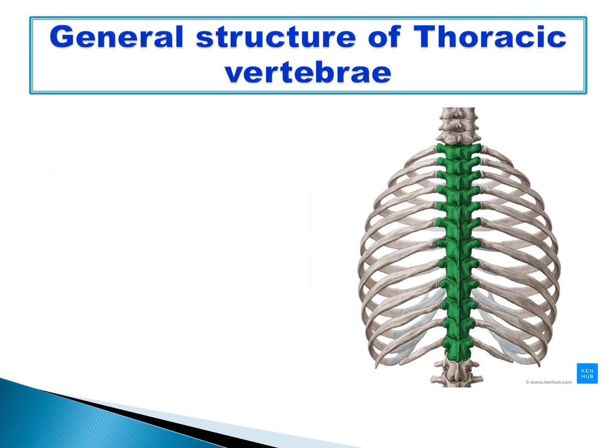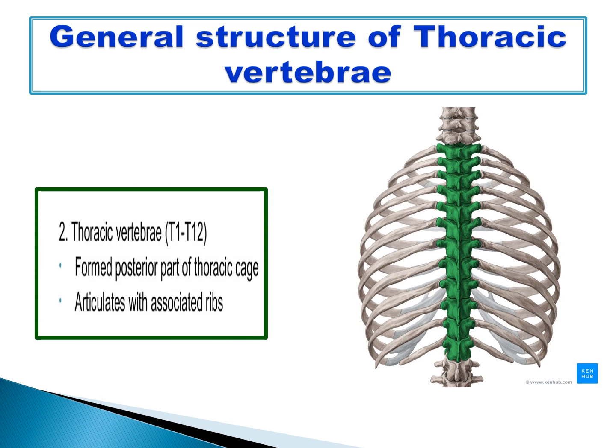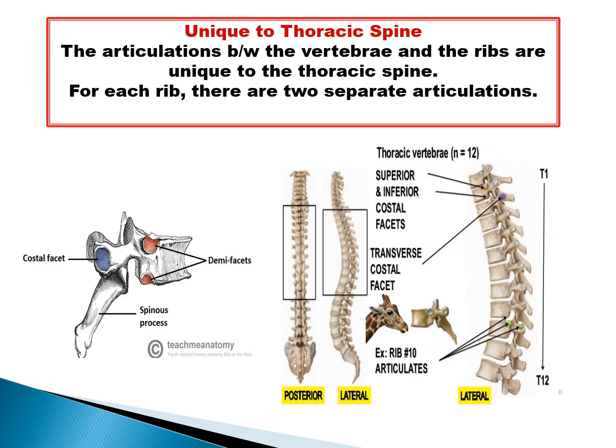General structure of a thoracic vertebra. There are 12 thoracic vertebrae, which form the posterior part of the thoracic cage and articulate with the associated ribs. A unique feature of the thoracic spine: the articulations between the vertebrae and the ribs are unique in the thoracic vertebrae.